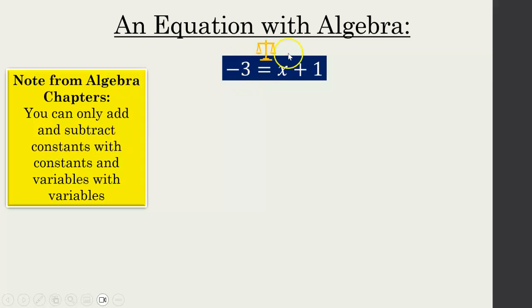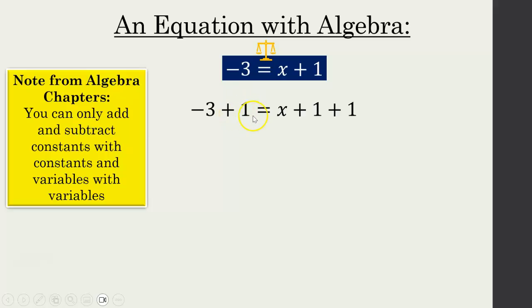This left-hand side is exactly the same as the right-hand side. So minus 3 is equal to x plus 1. Now, remembering the rule from when we were working with scales, if I do something to one side, I have to do it to the other side. And if I do, then it's still balanced. It's still going to be the same.